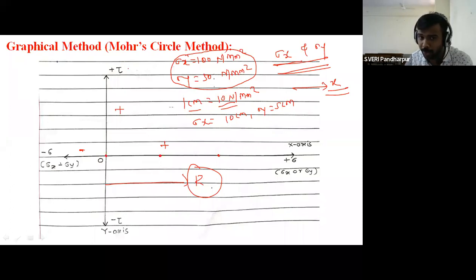Try to take the origin point extreme at the left side.